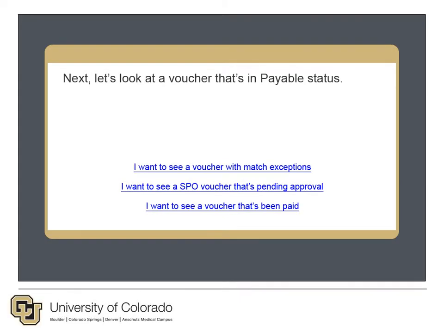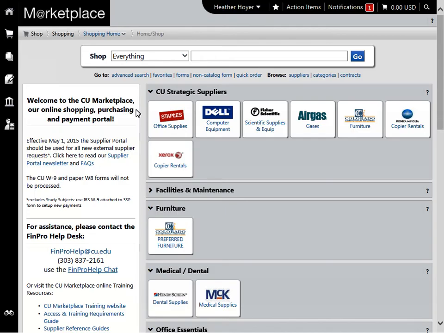Next, let's look at a voucher that's in payable status. Or, if you would like to see a different example, use the links at the bottom of this screen. This time, let's locate the voucher using the Quick Search. The Quick Search is great when you know the specific voucher number or PO number. To use the Quick Search, we'll click the magnifying glass located in the upper right corner of our screen.